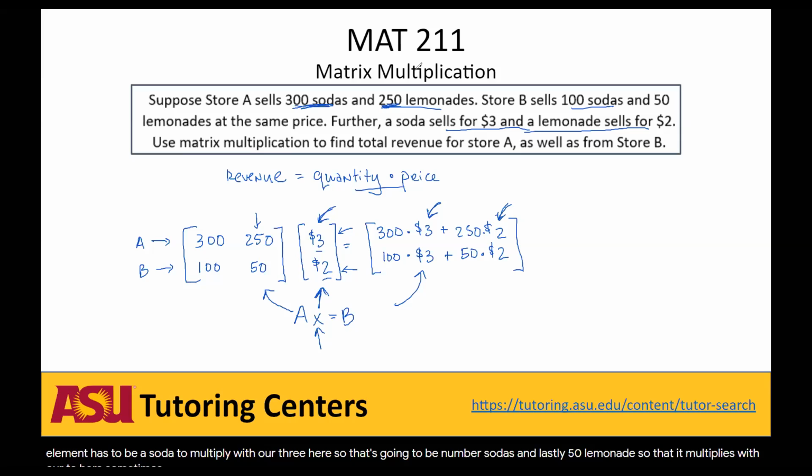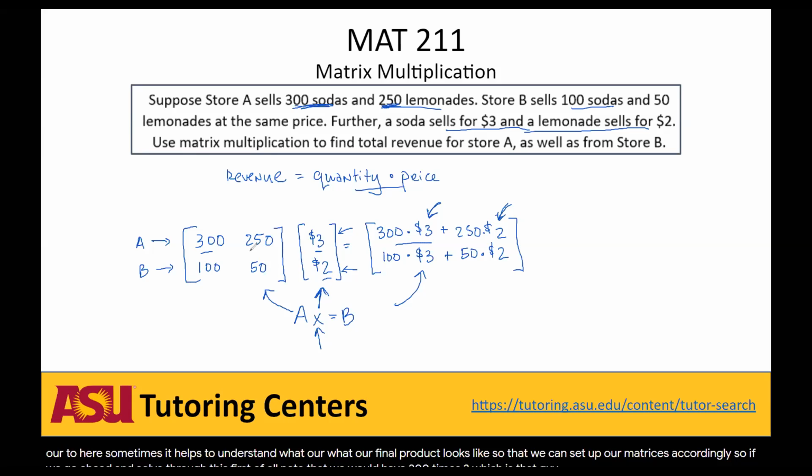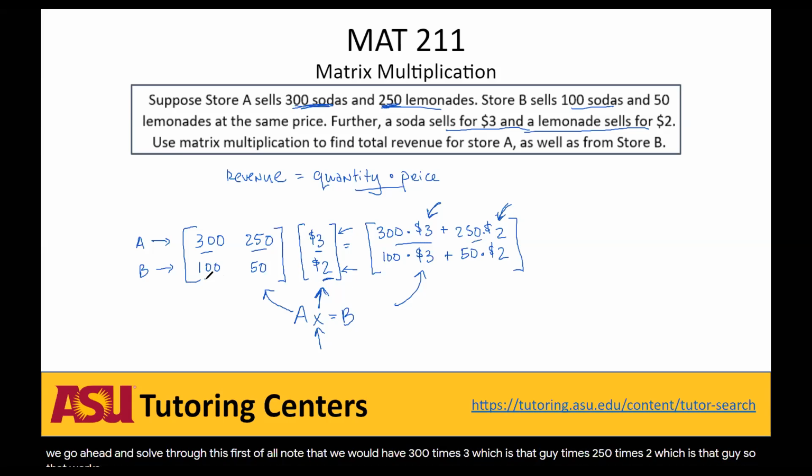Sometimes it helps to understand what our final product looks like so that we can set up our matrices accordingly. So if we go ahead and solve through this, first of all, note that we would have 300 times 3, which is that guy, and 250 times 2, which is that guy. So that works. 100 times 3, there you go. And 50 times 2, again, is going to be our 50 times 2 over here. So we've got this set up correctly.